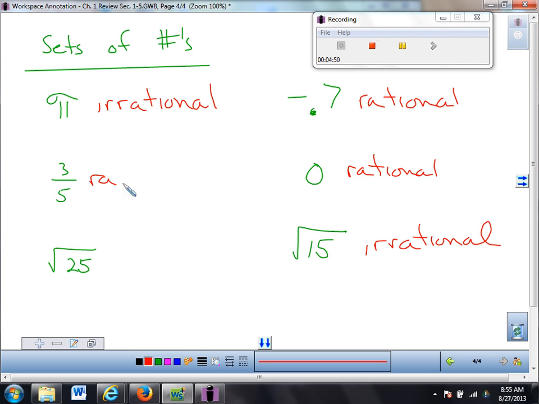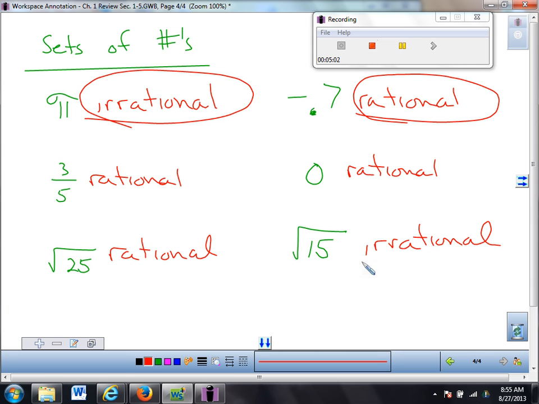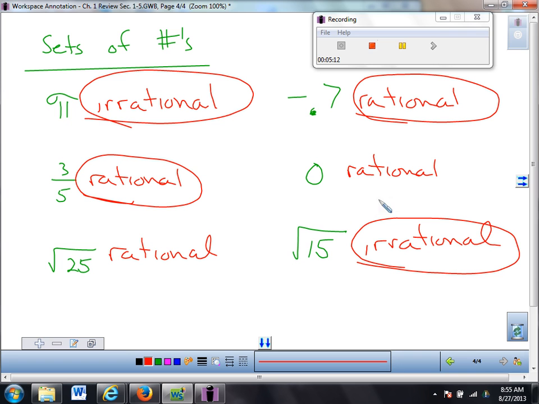Now, what we're going to do is look at the subset. The subset of that would be to see if they're integers. Okay? Well, negative 0.7 is not an integer, so I'm done there. Okay, remember I said I was done with the irrational ones. All right, 3/5. It's not an integer. Remember, integers are 0, 1, 2, 3, 4, 5, and so on, and -1, -2, -3. 0 is definitely an integer.